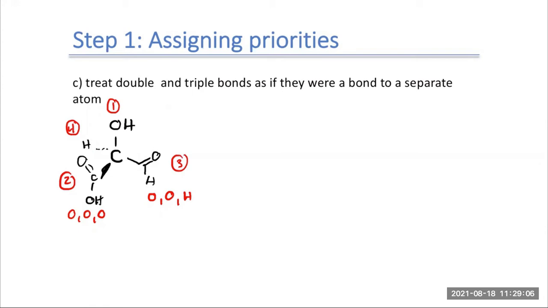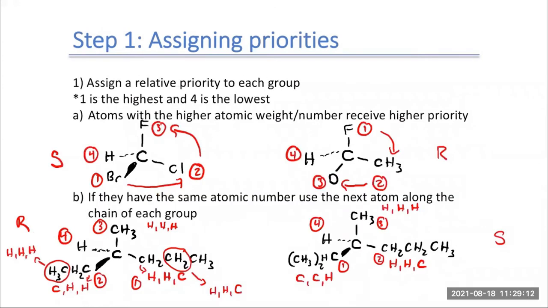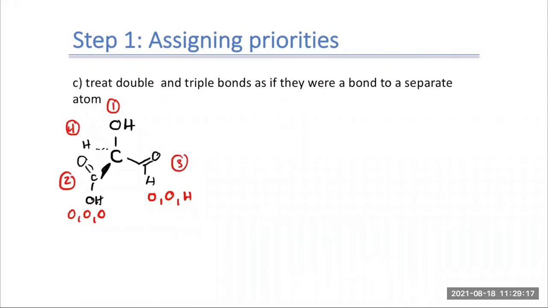Which means we have an S configuration. So let's try another one. Here we have our carbon.